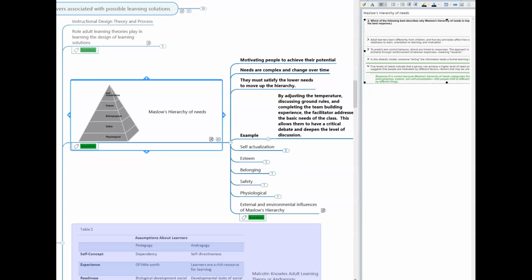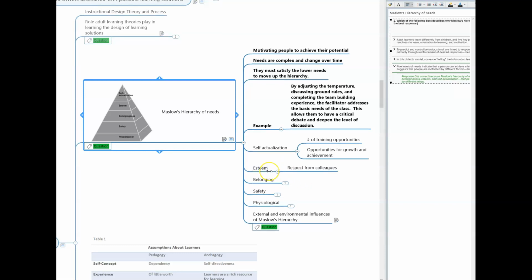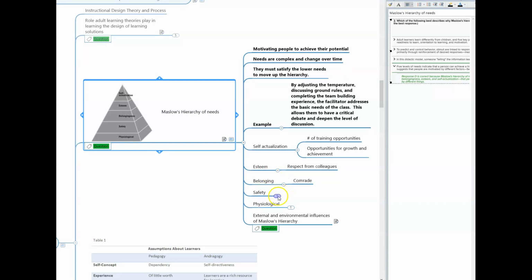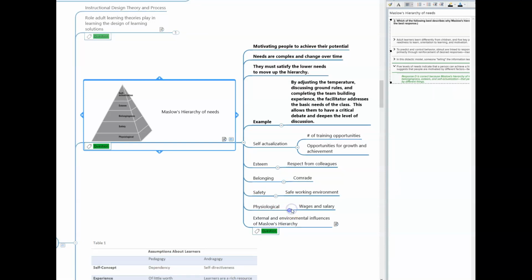the hierarchy of needs. Starting from the top and moving down with self-actualization, a couple examples are the number of training opportunities and opportunities for growth and achievement. Under esteem is respect from colleagues. Under belonging is camaraderie. Under safety is a safe working environment. And under physiological is wages and salary.